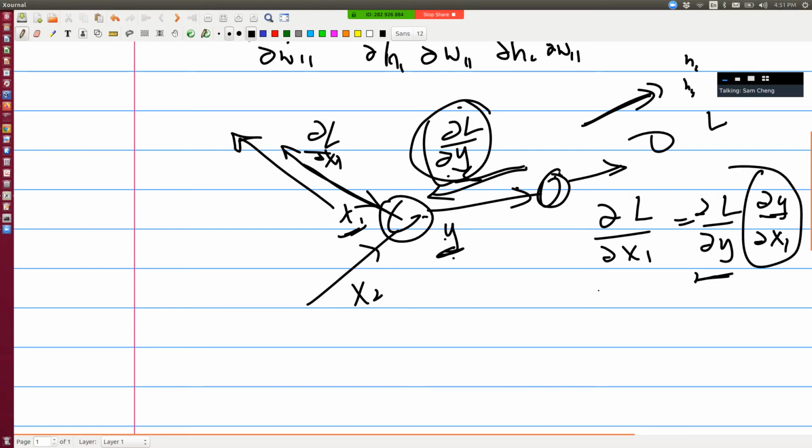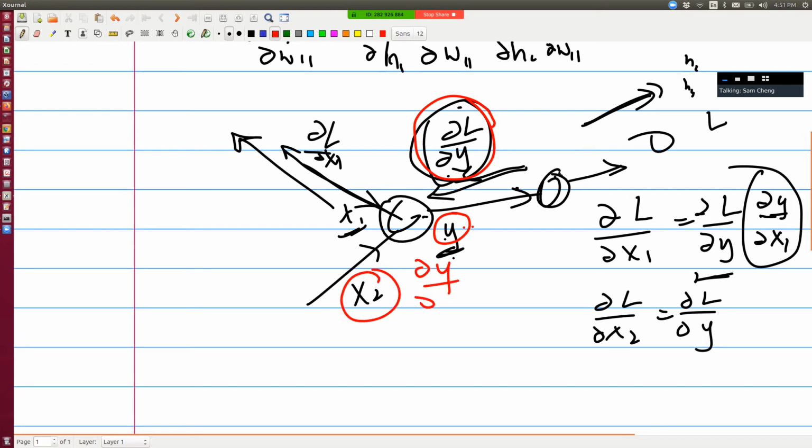Similarly, I can have partial L, partial X2 equal to partial L, partial Y. So it's equal to this guy. Now multiply by the derivative of this output with respect to this input here. So I have partial Y, partial X1. So this multiplied by this, and then I pass this back here to have the partial L, partial X1, X2.